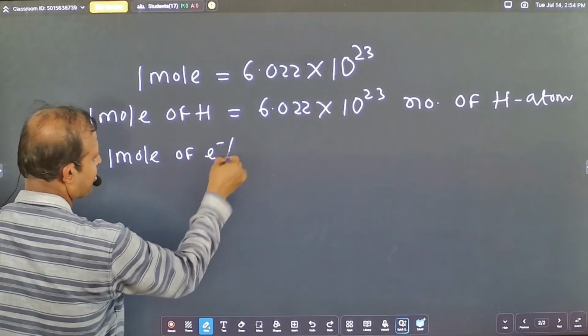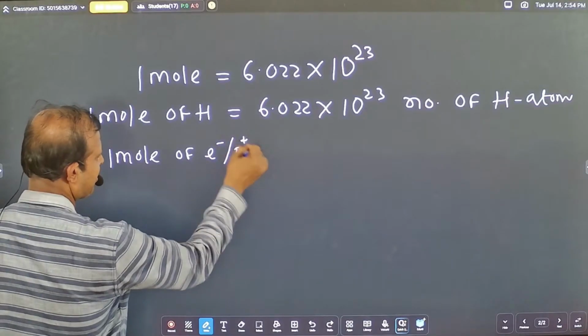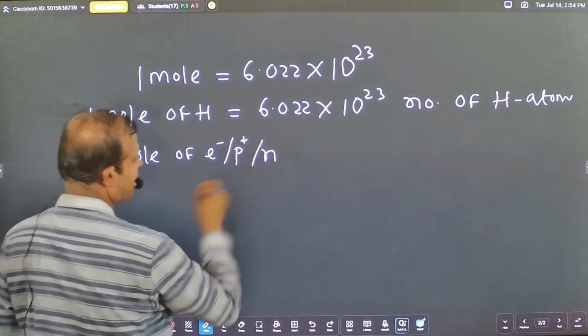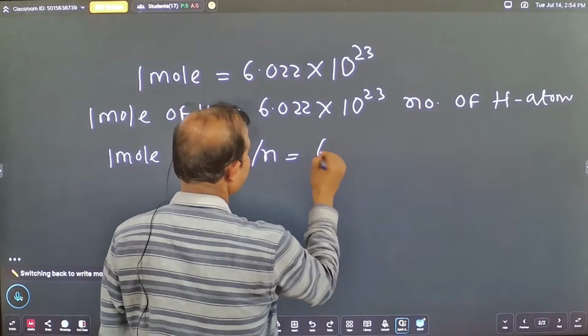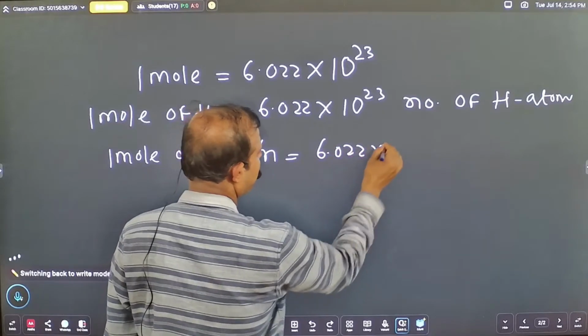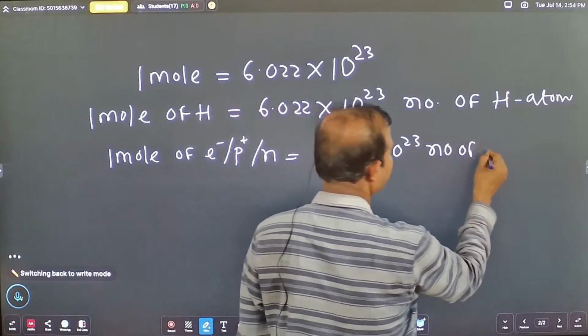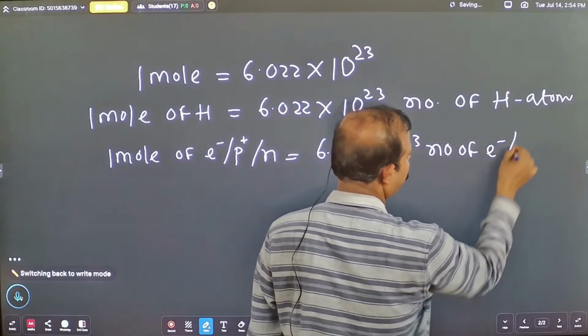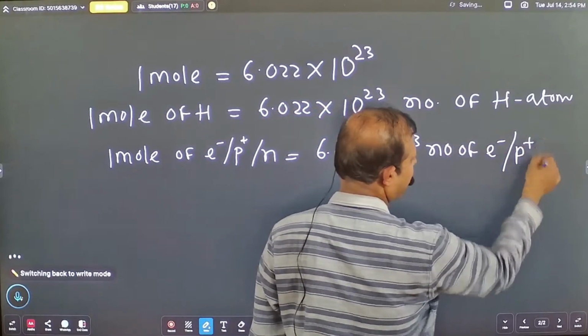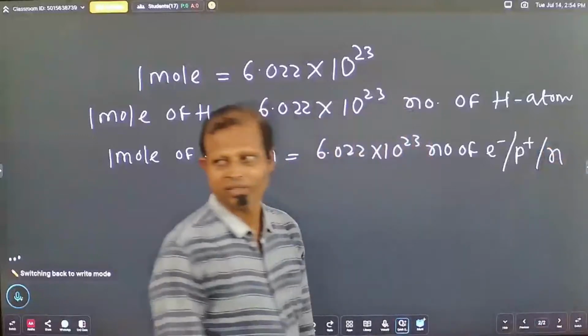If I say 1 mole of electrons, protons, neutrons, that means what? 6.022 into 10 to the power 23 number of electrons or protons or what? Neutrons. Yes.